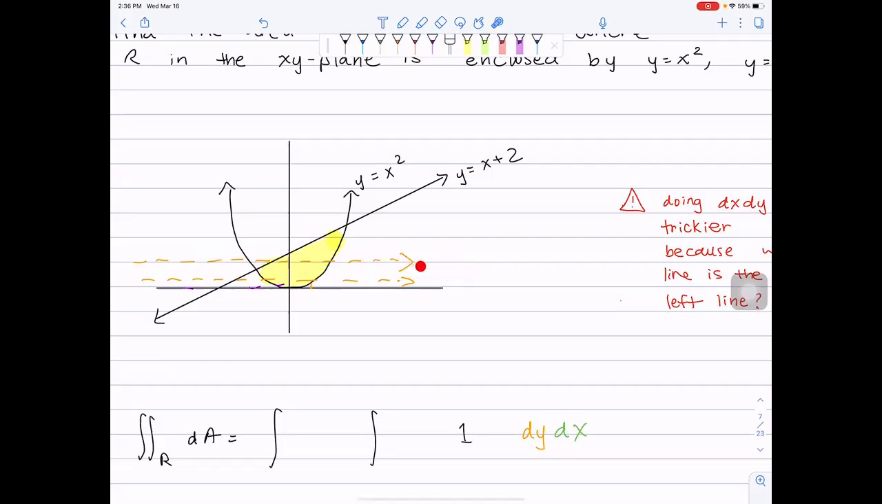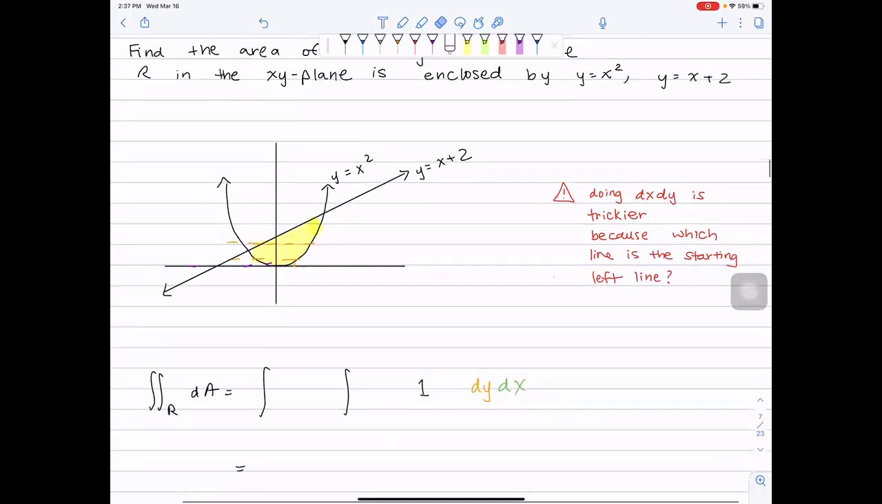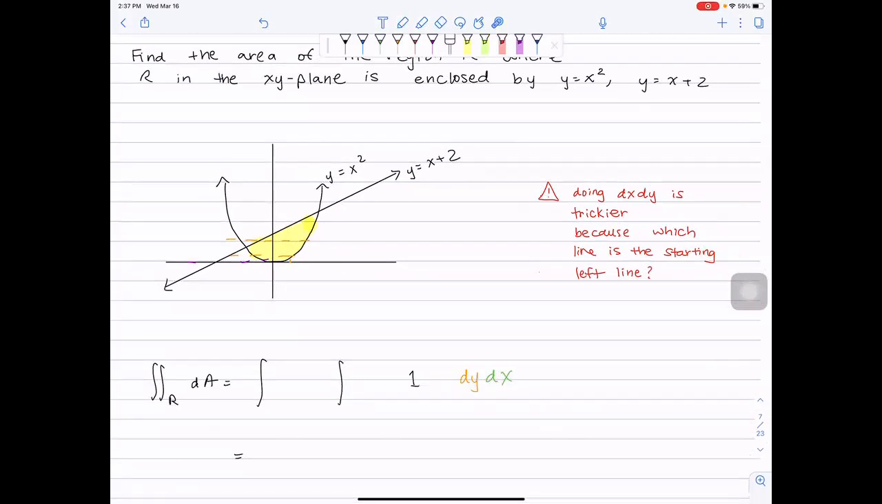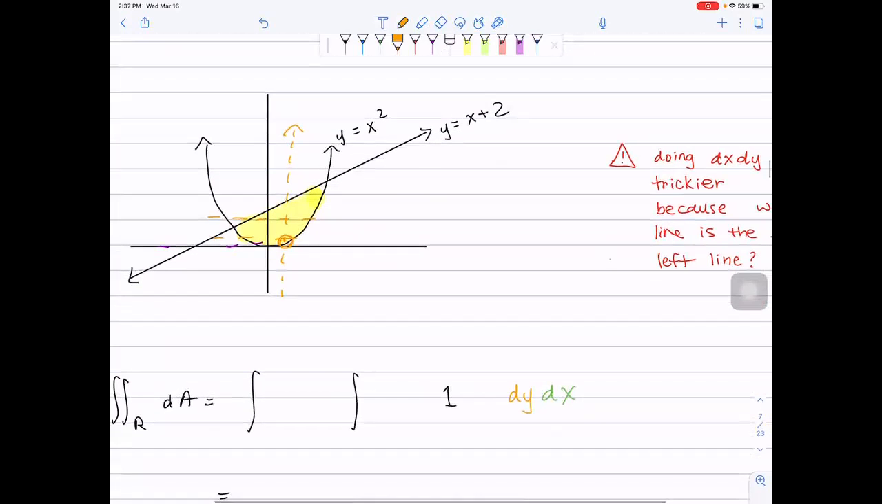If you wanted to do the dx direction first, you'd have to split up your region into 2 separate parts so that you could do dx dy. So instead, we're going to do dy dx first. So for dy dx, we draw a line in the increasing y direction, so that's vertically up. It enters at this point, y equals x squared, and exits at y equals x plus 2. Out of all the possible orange lines we can draw, the least y value we get is this purple point, and the greatest y value we can get is that purple point.